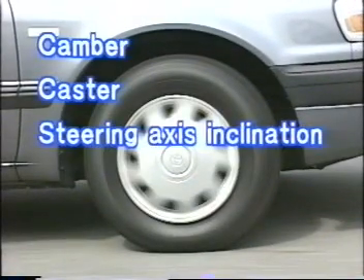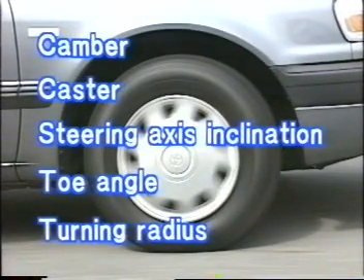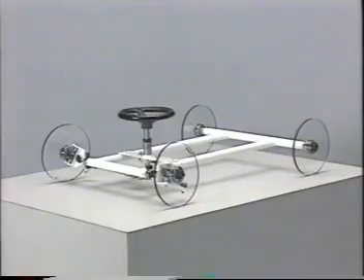The front wheel alignment is made up of 5 factors: camber, caster, steering axis inclination, toe angle, and turning radius. Let's see the role of each factor in turn using a model.